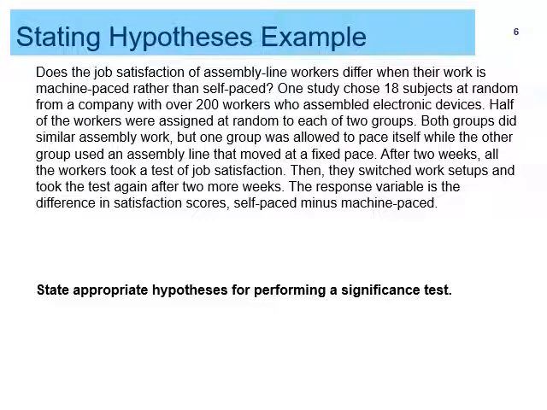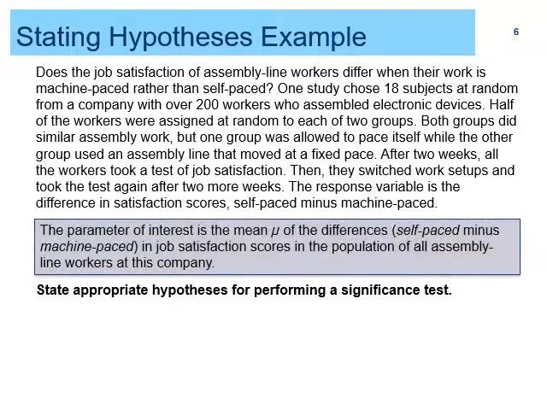After 2 weeks, all the workers took a test of job satisfaction. Then they switched work setups and took the test again after 2 more weeks. The response variable is the difference in satisfaction scores, self-paced minus machine-paced. So the parameter of interest is the mean mu of the difference, that is self-paced minus machine-paced, in job satisfaction scores in the population of all assembly line workers at this company.